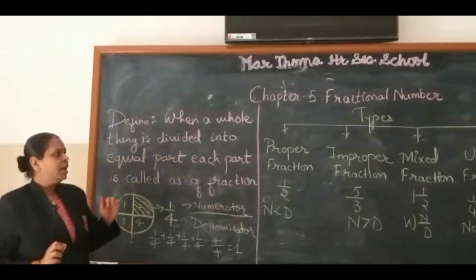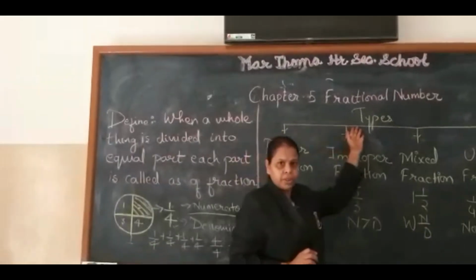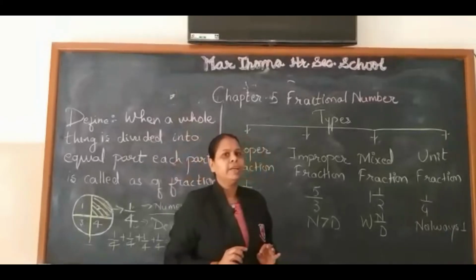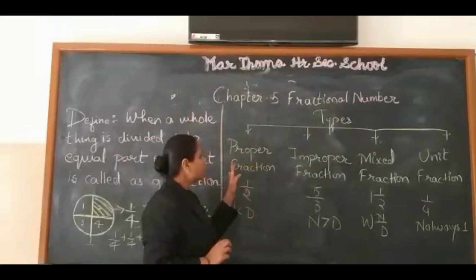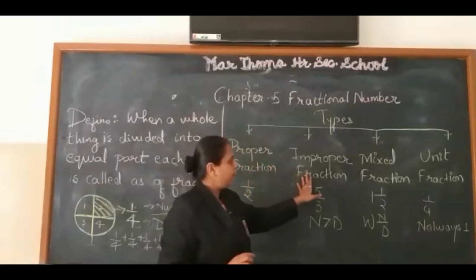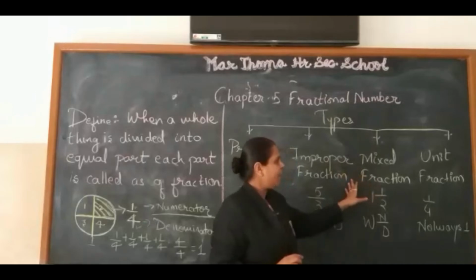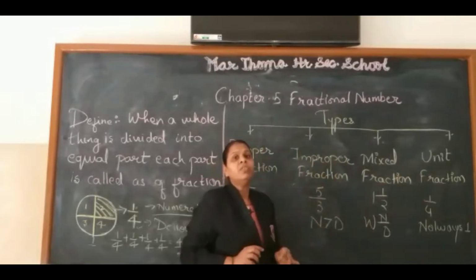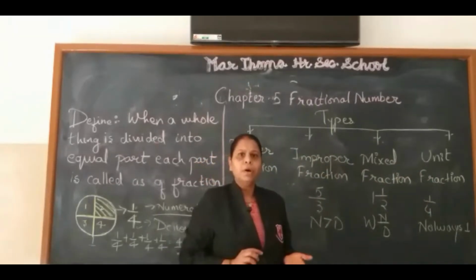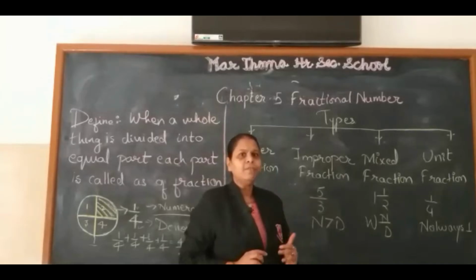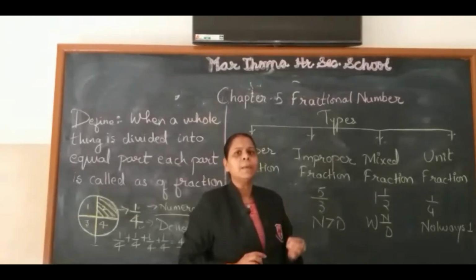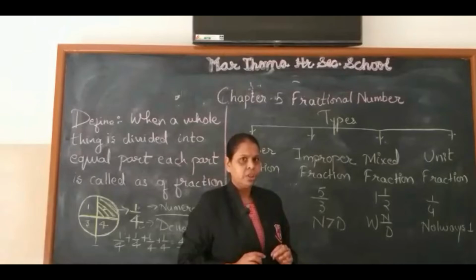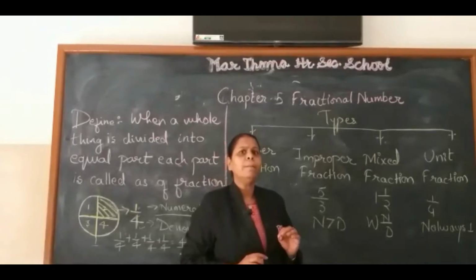Okay? Now let us proceed with the different types of fractions. What are the different types of fractions? Fractions can be divided into 4 different types. The first is proper, the second is improper, the third is mixed, and the fourth is the unit fraction. Now, how can you understand whether a given fraction is proper, improper, mixed or unit? For classification we have some simple techniques by which you can easily tell whether the given fraction is proper, improper, unit or mixed.